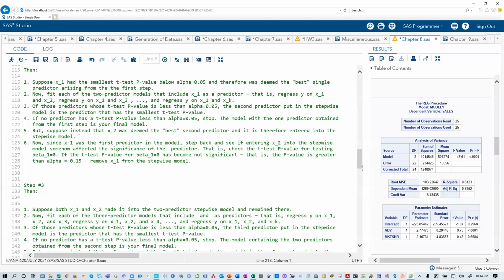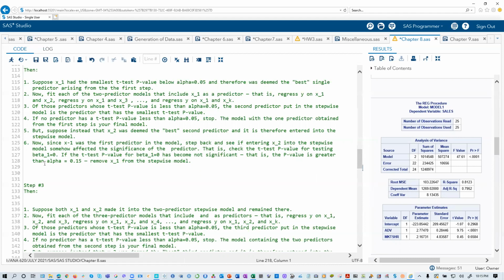We know that. But suppose that instead x2 was deemed the best one. X2 means, in this case, the bonus. Second predictor, and it is therefore entered into the model. Now since x1 was the first predictor in the model, step back and see if entering x2 into the stepwise model somehow affects the significance of the predictor. That is, check the t-test p-value for testing beta 1. Has it become not significant, that is, the p-value is greater than alpha? Then remove x1 from the stepwise model.